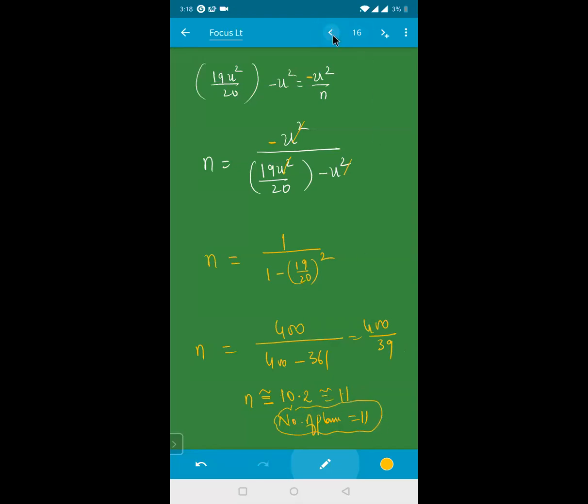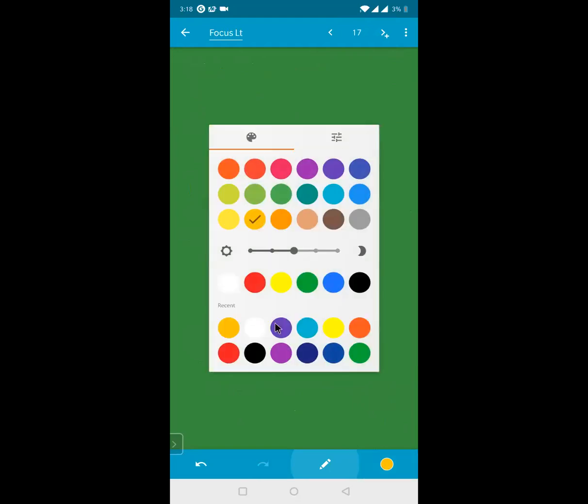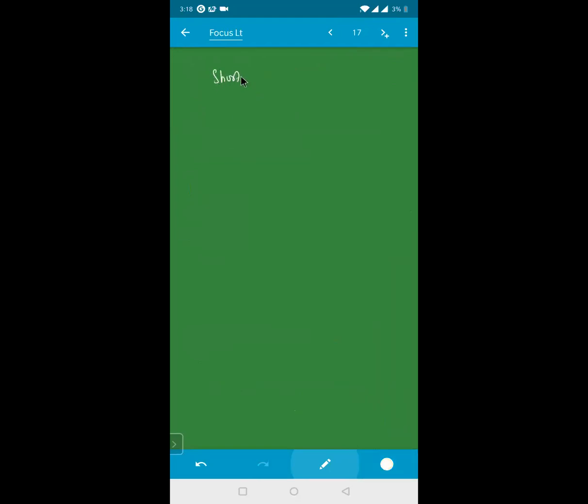Clear? Only thing is you need to do a little bit of calculation. This one needs a little calculation basically. Otherwise, if you are not perfectly okay with this, you can make a direct shortcut here right now. There is a small shortcut which you can remember if you can. If a bullet loses 1 by nth of its velocity, the number of planks will be equal to n, which I can write as u square divided by 2 into n minus 1. Theek hai?